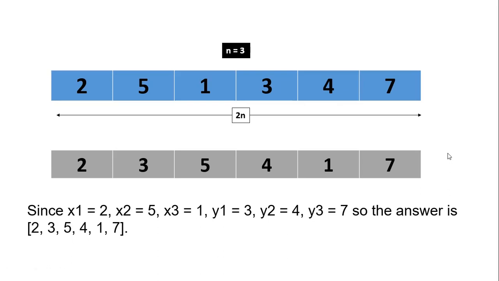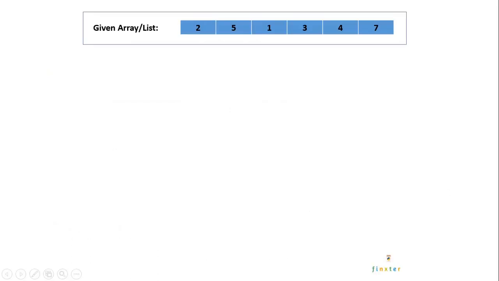As we have done so far, before diving into the code or the solution directly, we will first have a look at the solution with the help of an example. That way, we will be able to visualize the approach that we will be following, and then we will implement it as code. So let's say that this is the given array to us.